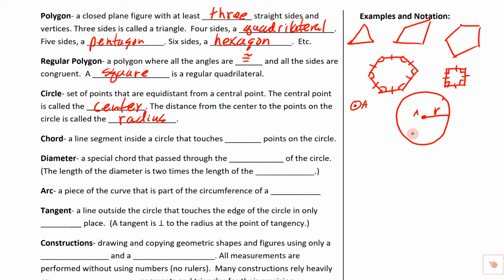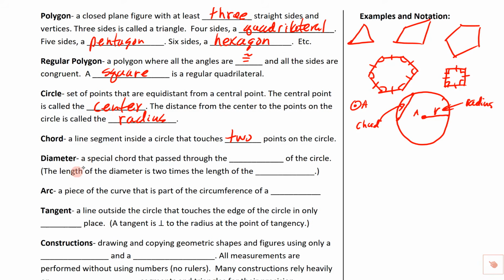Let's talk briefly about what a chord is. A chord is a line segment inside a circle that touches 2 points on the circle. So this would be a chord if we did something like this. If we went from here over to there, that right there would be a chord. I'm going to draw an arrow right there, and we're going to write chord. I'm going to draw an arrow right there, and we're going to write radius, just so we don't forget that.